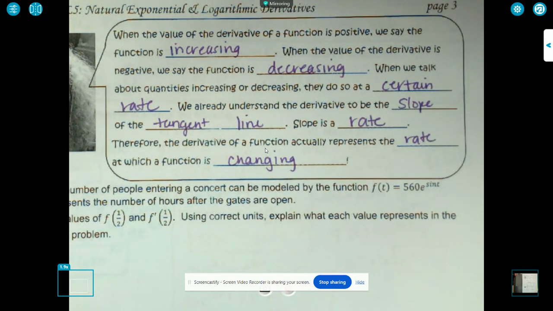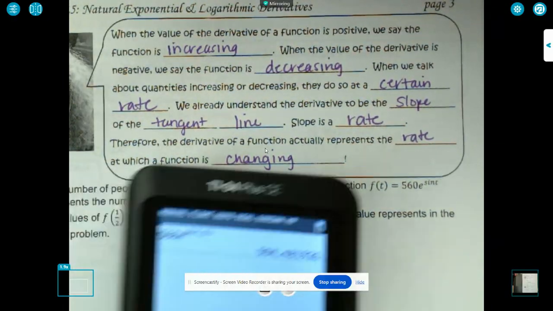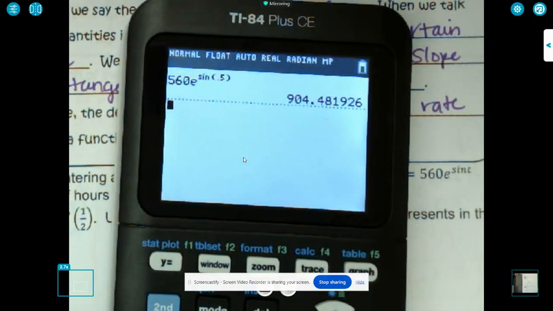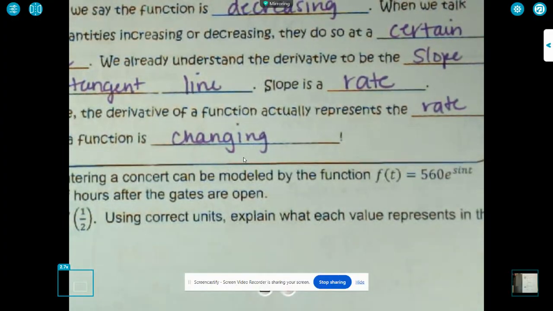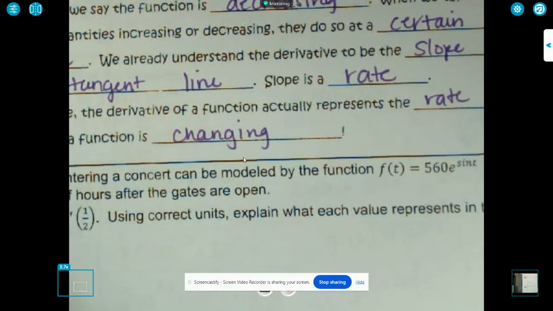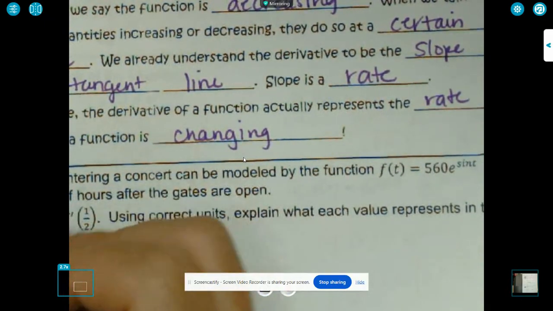F of 1/2. So 560 e to the sine of 1/2. Did y'all get this number? Okay, so f of 1/2 equals 904.4819.